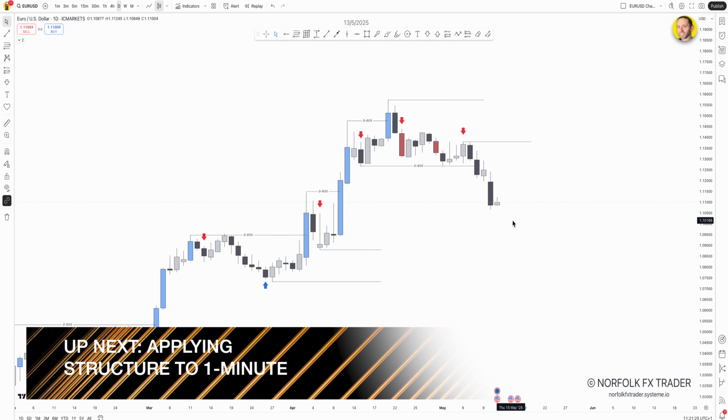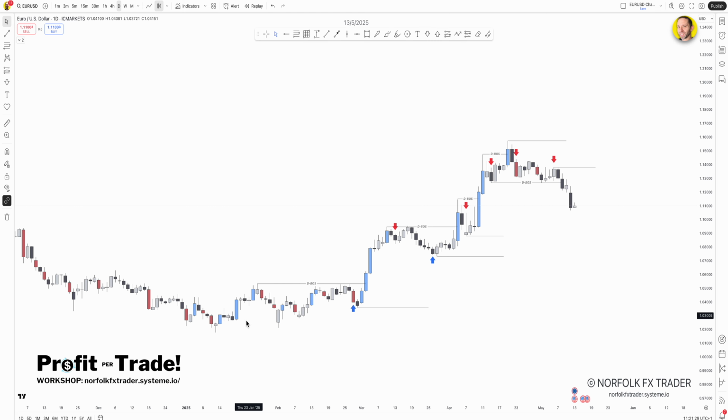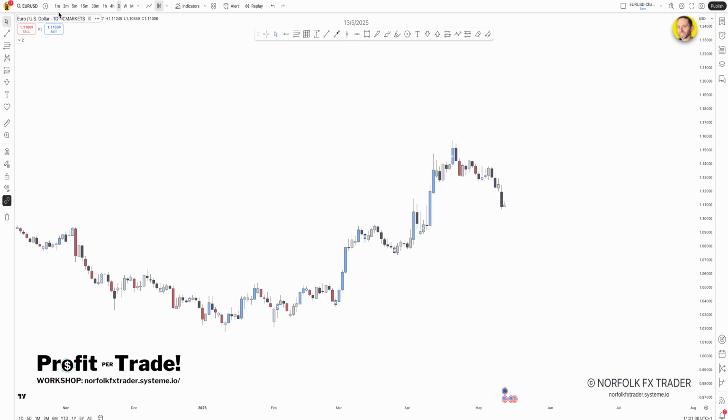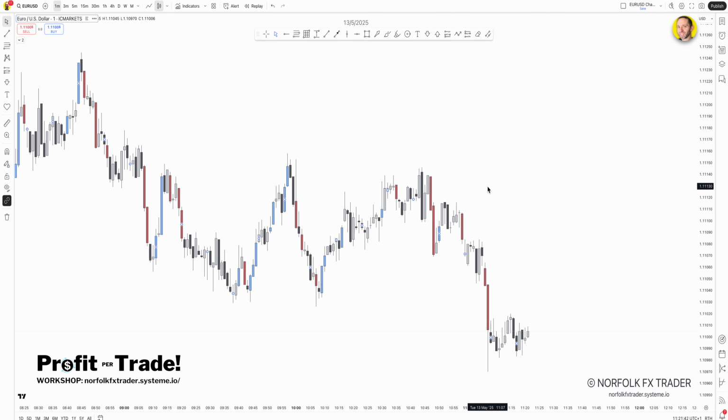So that is on a daily time frame. That's how we look at the smart money structure. Now let's apply this to those lower time frames and how it's going to help you to identify lower time frame entries as well. If we now pop down to the 1 minute time frame, what we're going to do is go with the current price.